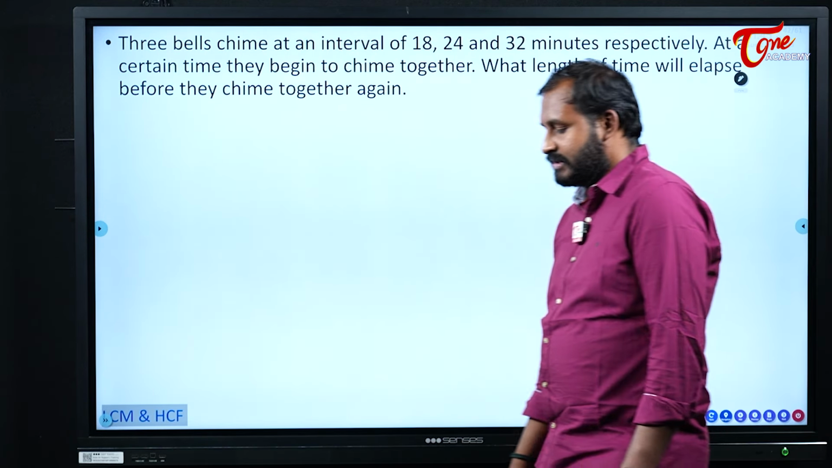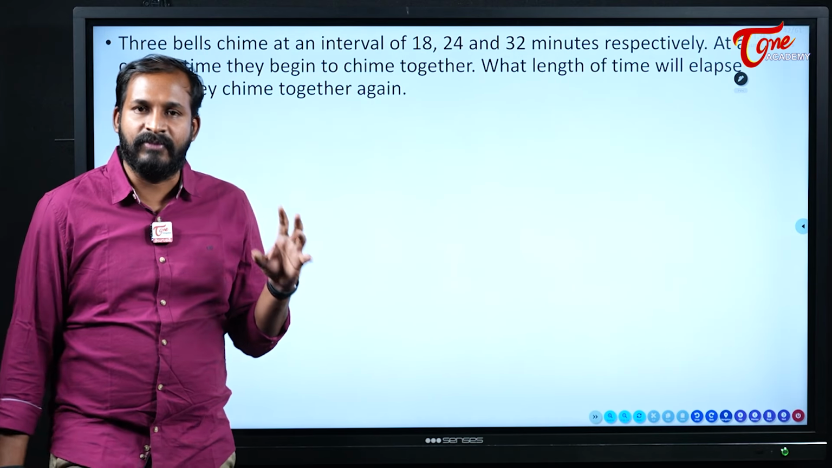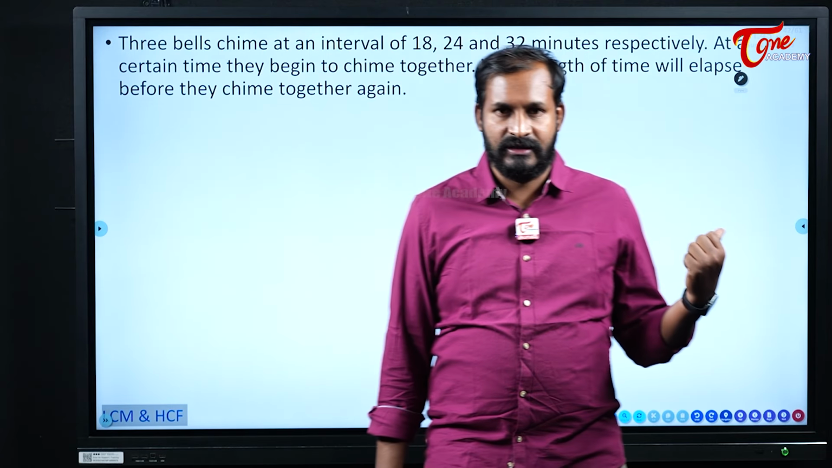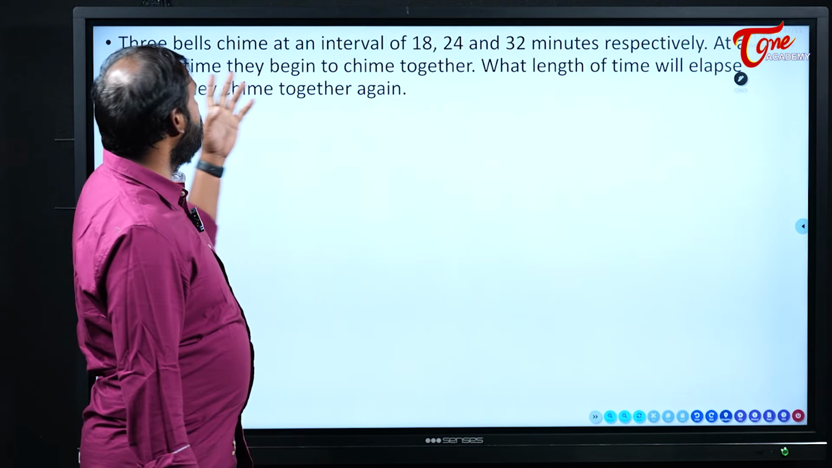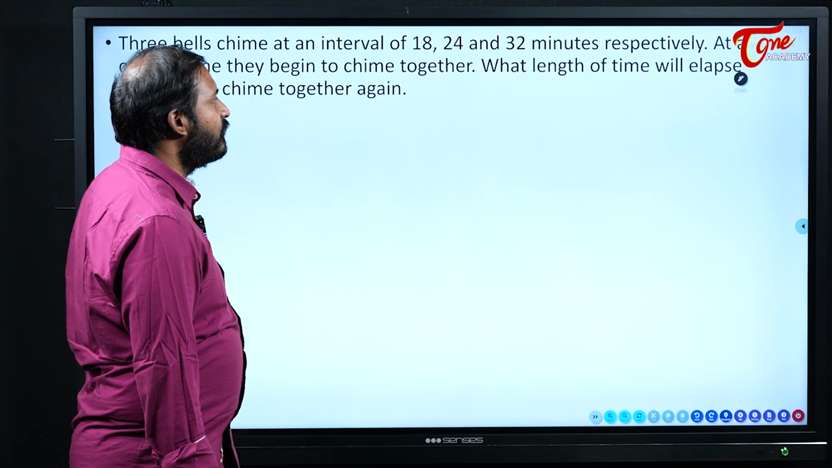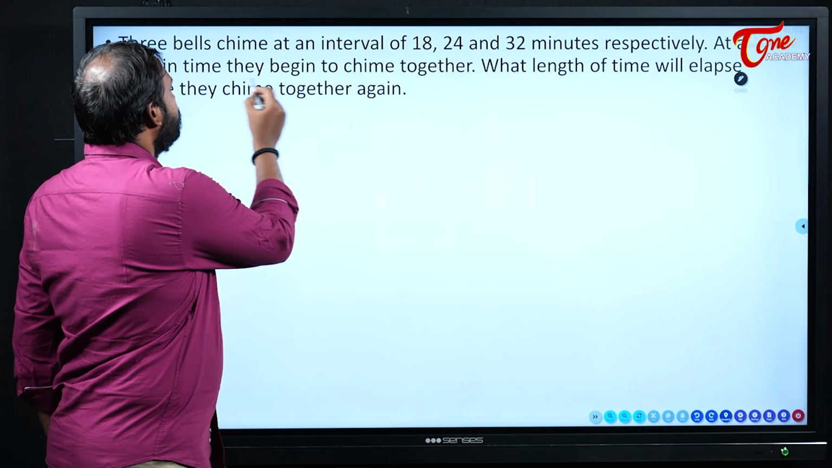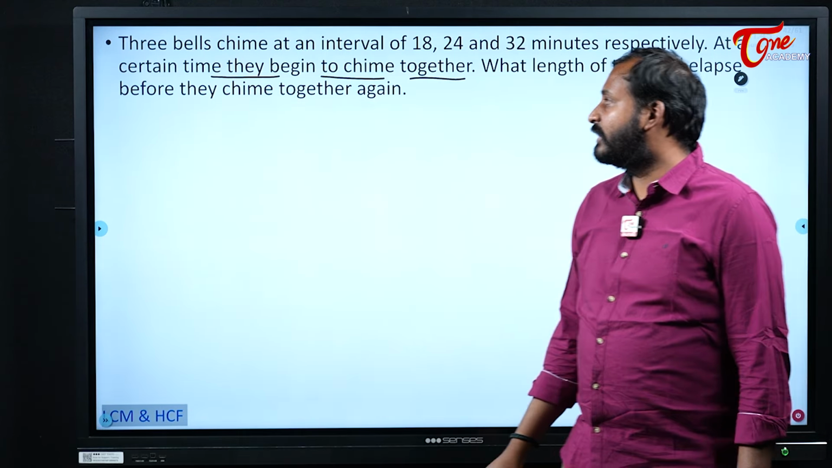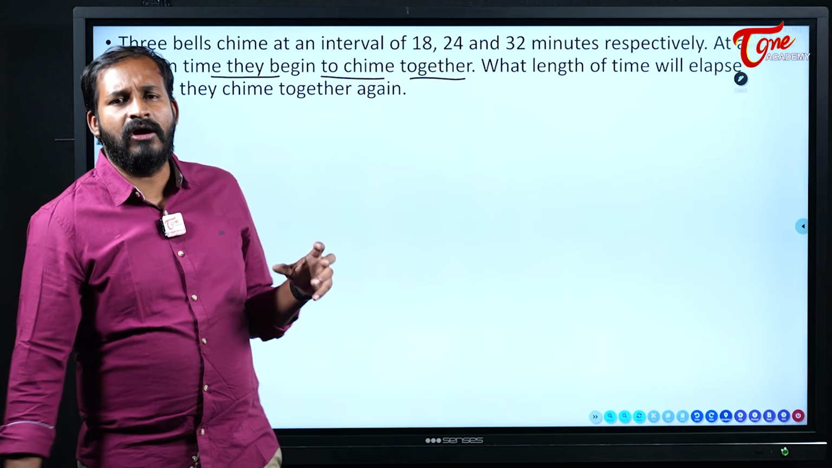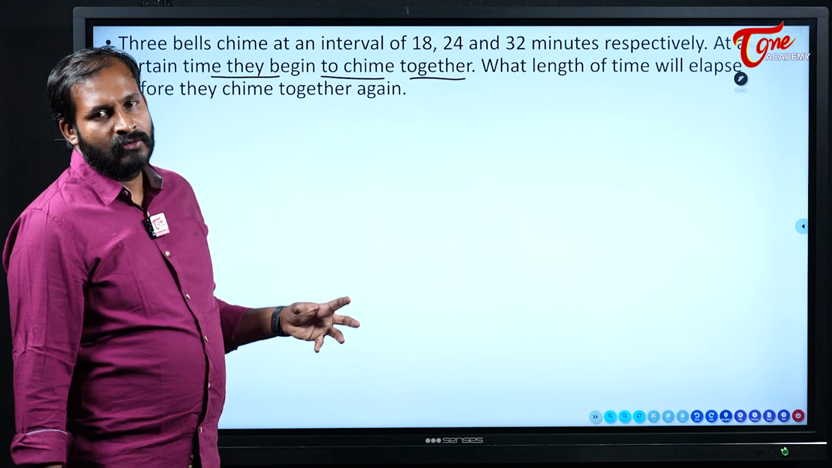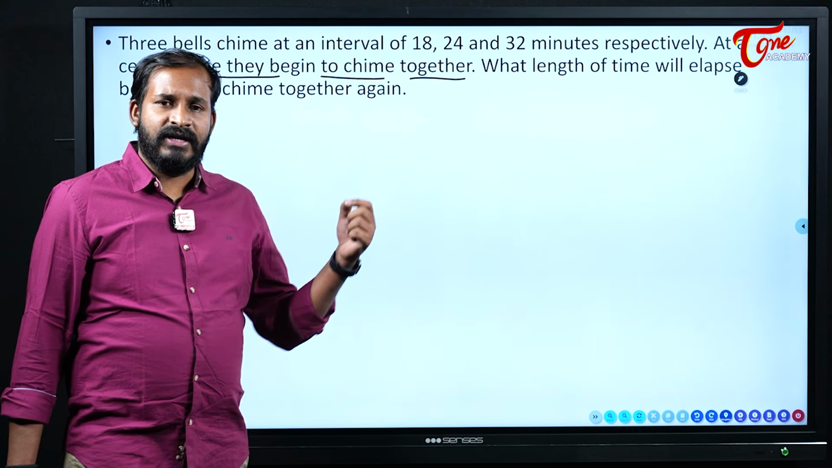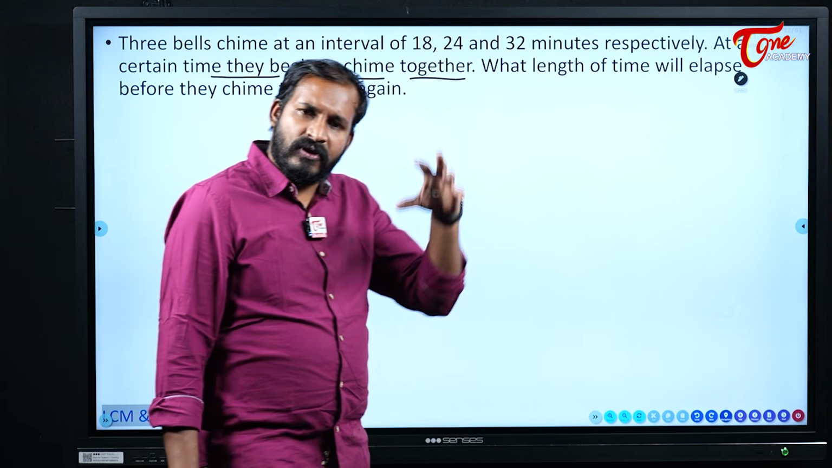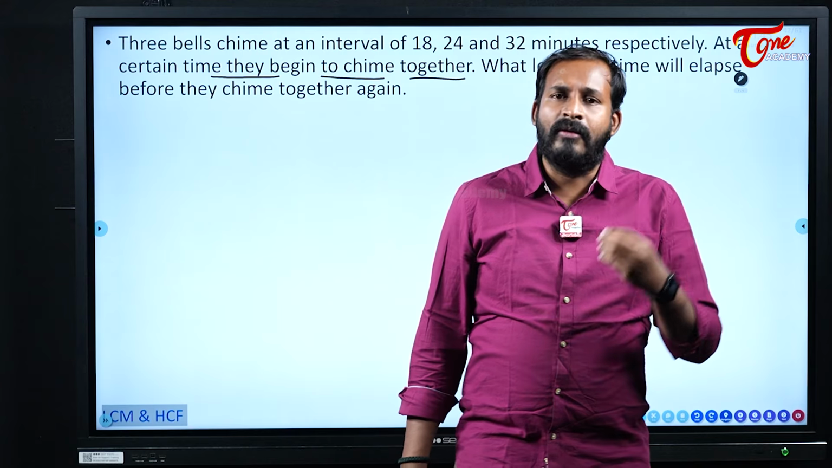Next one, 3 bells. Okay, this is one of the most important types of questions. Why? Because in more or less all the examinations, they will ask one question from this area. 3 bells chime at intervals of 18, 24 and 32 minutes respectively. At a certain time, they begin to chime together. What length of time will elapse before they chime together again? That means they all will ring at the same time. Usually, it will ring every 18 minutes, 24 minutes. And so, when we look for the common point, this process is nothing but our least common multiple, right?